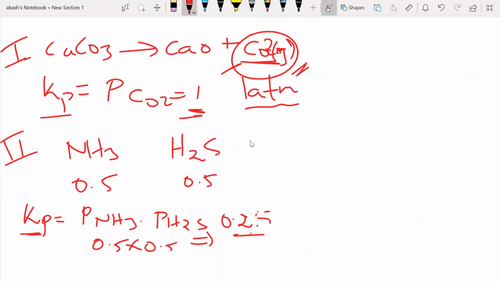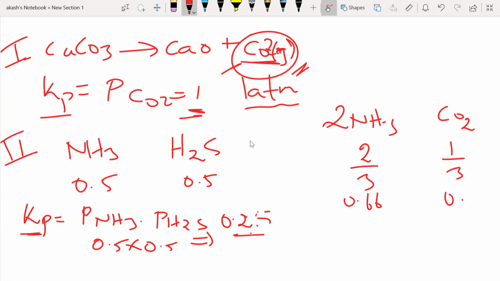So the next one is, I have 2 NH3s and I have 1 CO2. Okay, now again, total pressure is 1, right? So can I say for NH3, it will be 2 by 3, and for this, it will be 1 by 3. Can I say that, right? So 2 by 3 is 0.66, and this would be 0.33, right? So if you calculate the Kp, it will be basically 0.66 squared, because I have 2 NH3s, and into 0.33, right?